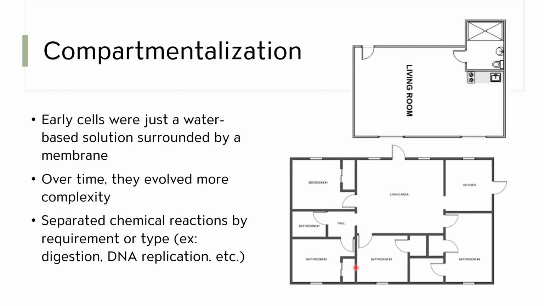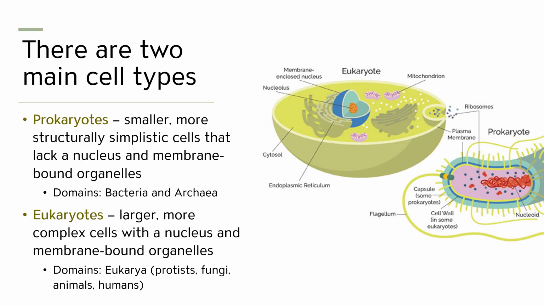So let's actually give these names now. The studio apartment is more like a prokaryotic cell, whereas the more complex divisions of a home or a multi-bedroom apartment, that's like a eukaryote. So let's dive into what these two types of cells are. Looking at the term, pro means before, karyon means kernel. So this is before the kernel, or in this case, before the nucleus. A eukaryote, eu means true, so this is the true kernel or the true nucleus cell.